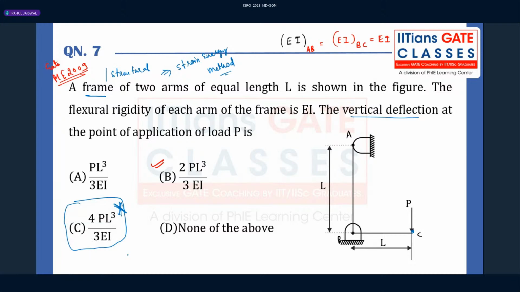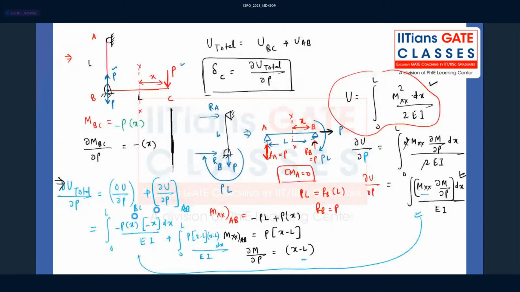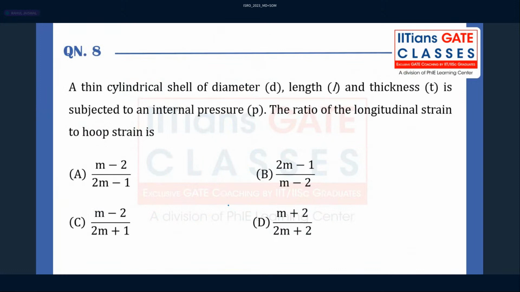Let's move on to the next question. A thin cylindrical shell of diameter d, length L and thickness t is subjected to internal pressure P. They are asking the ratio of the longitudinal strain to hoop strain. All of you can see my slides.